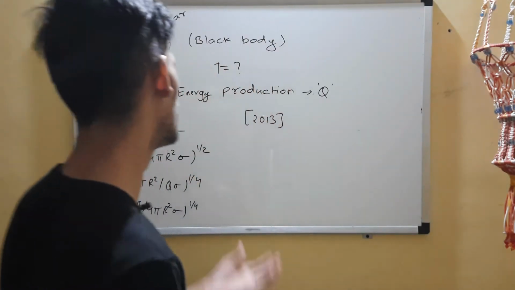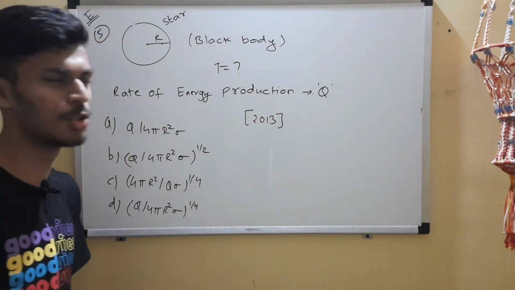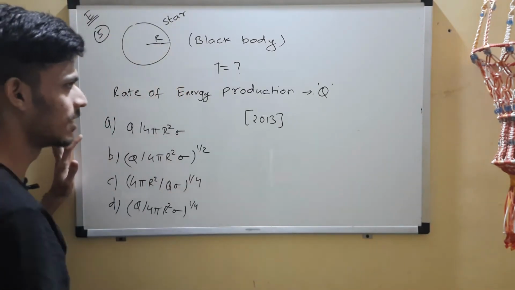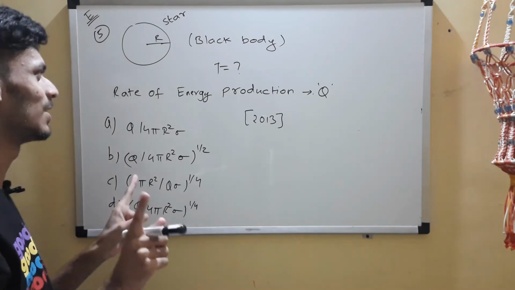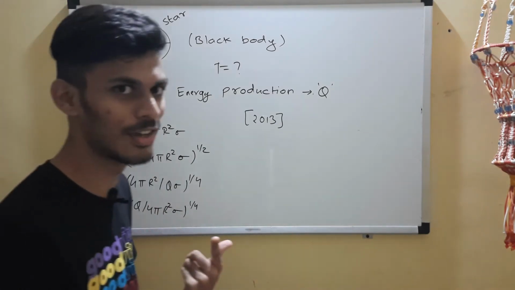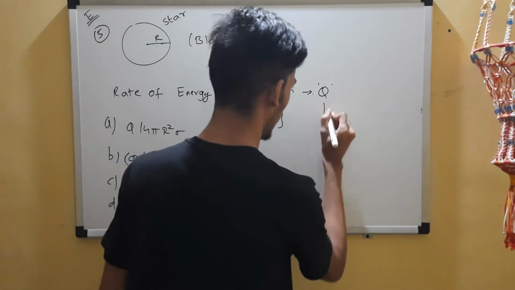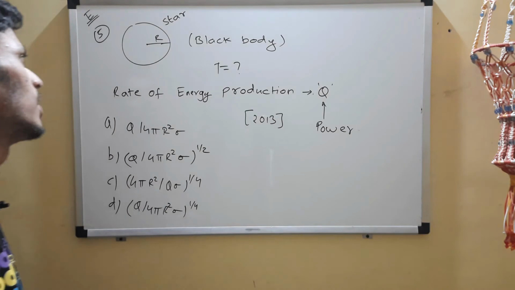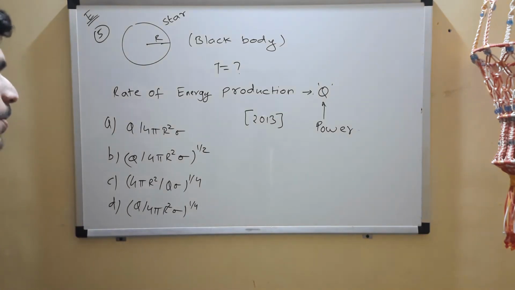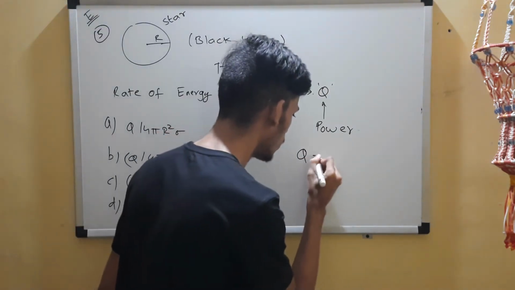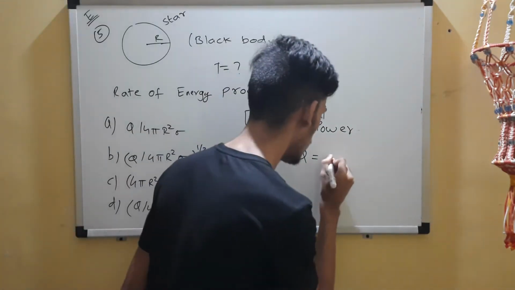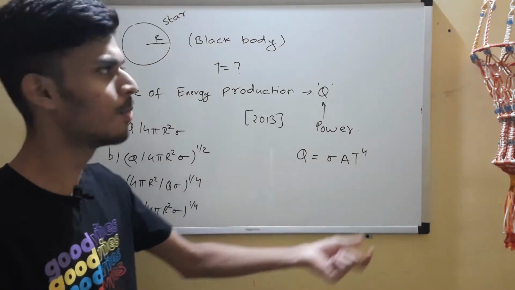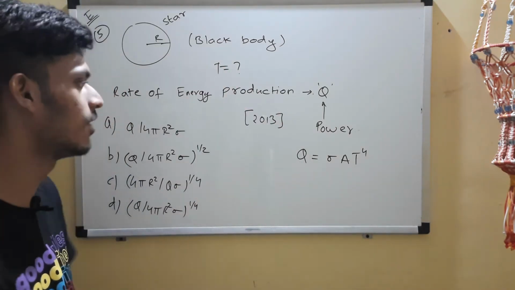So the approach is quite simple, right? We are going to use Stefan's law. First of all, tell me what is this rate of energy? What is this Q? Is it heat? No, it is not heat. If you see, it is rate of energy, so it is power. It is not heat, it is power. So let's apply Stefan's law now. The question is straightforward, formula based. So power Q will be sigma A T to the power 4. I need not write that E now because it is a black body. E value is 1 for a black body.